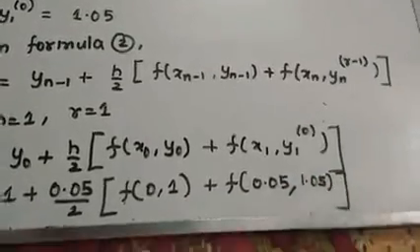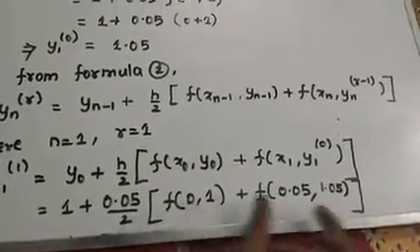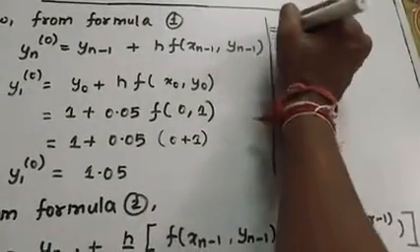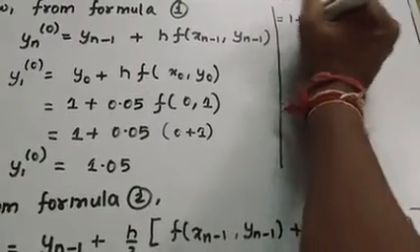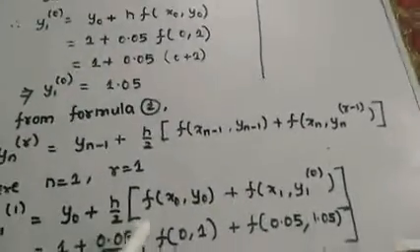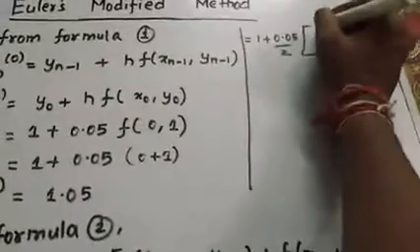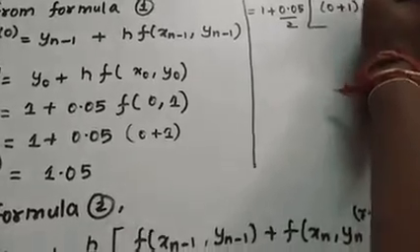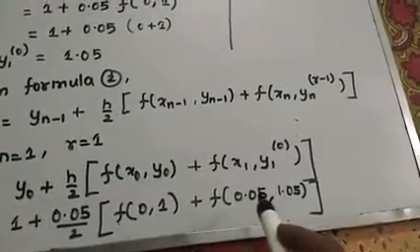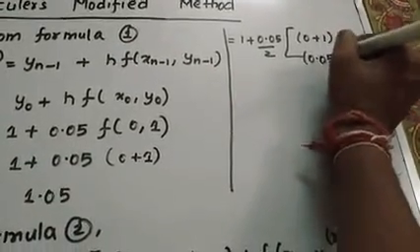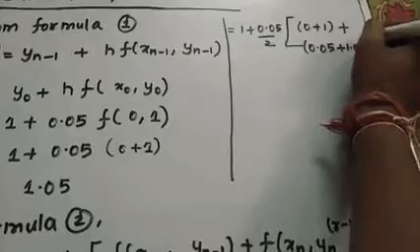1.05. Close the bracket. So now we will put the function value and we will get our value here. After that, I am doing this side. So 1 plus 0.05 divided by 2. Now here f of x comma y was x plus y, that means 0 plus 1, plus here 0.05 plus 1.05. Why are we using this?